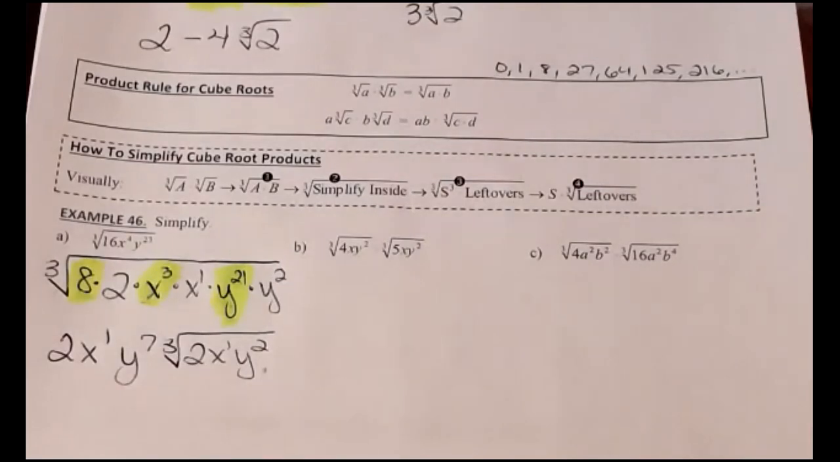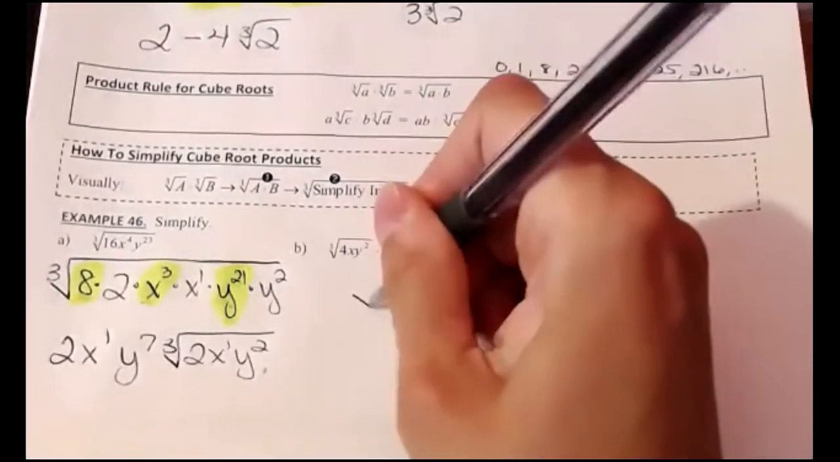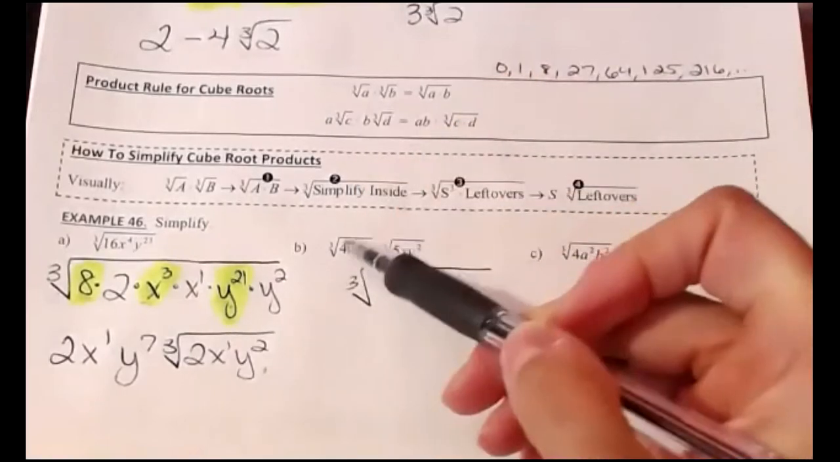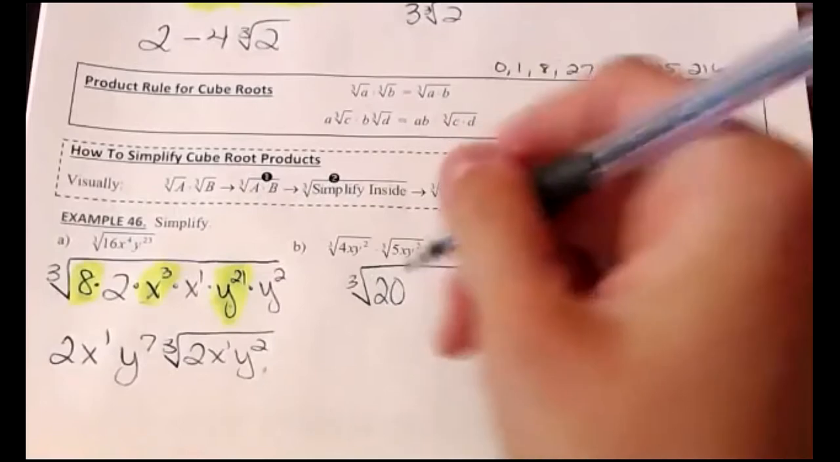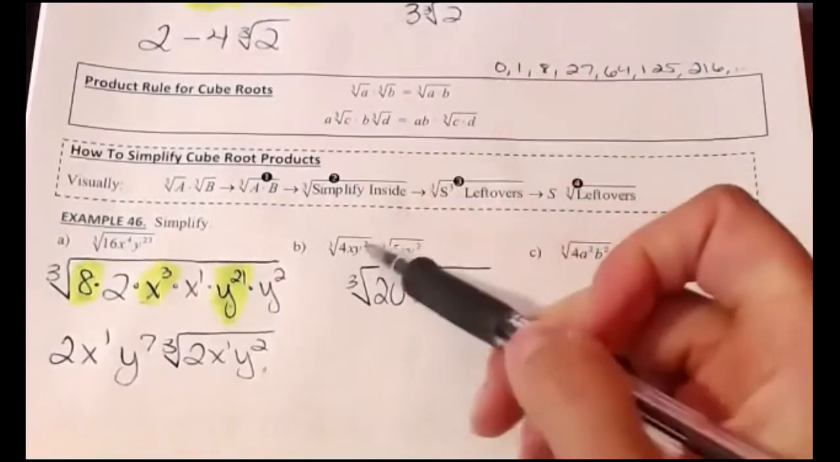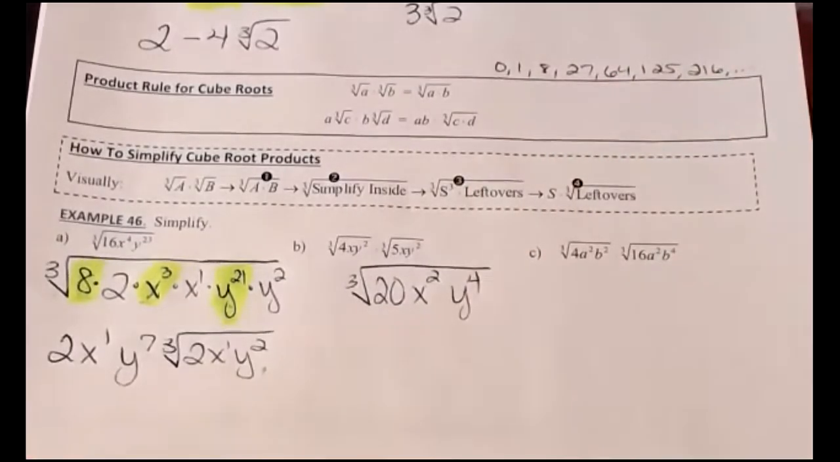For part B, I would actually multiply them first. That's what I would do if I were you. I'd multiply these two first and then figure out if you can simplify. So for instance, we would take the cube root and we'd say, okay, well, 4 times 5 is 20. X times x is x squared. Y to the second times y to the second is y to the fourth.